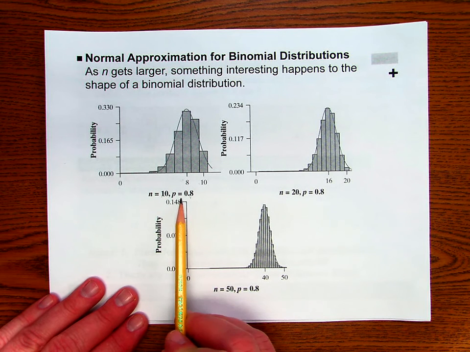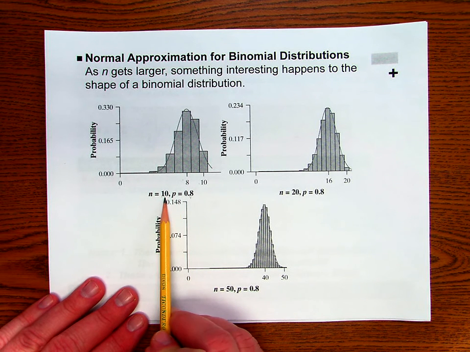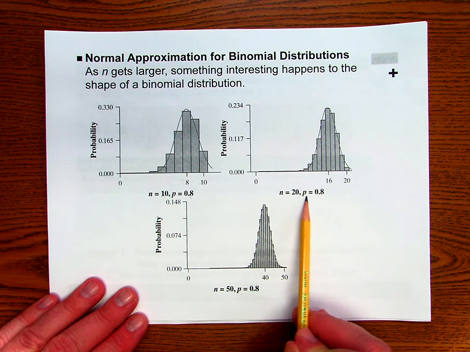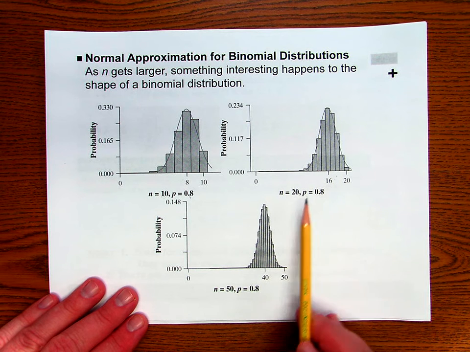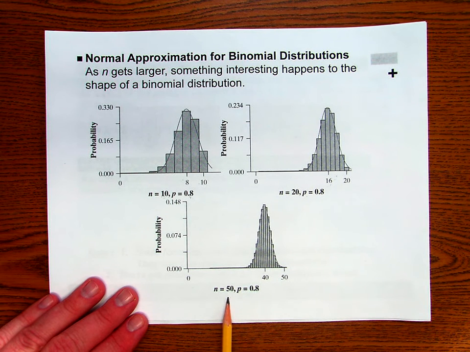Now if we increase the number of trials from 10 to 20, now the graph looks like this. And if we increase it from 20 to 50, it looks like that. So it's certainly on the surface appearing to become more normal shaped as your n value increases. And not only does it appear that is true, that is a fact that as n gets increasingly large, the distribution becomes more and more normal in its shape.